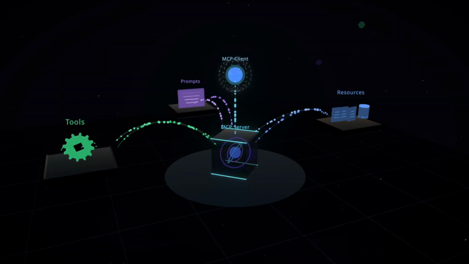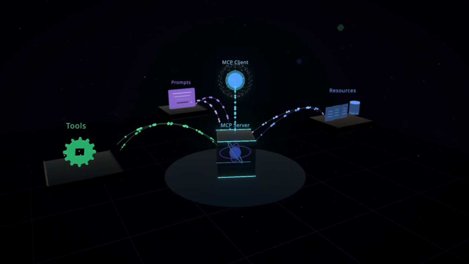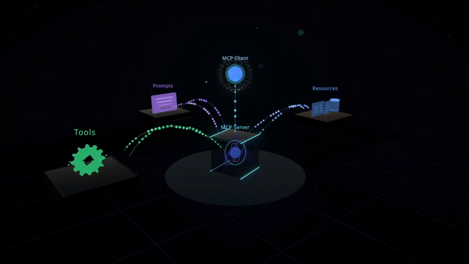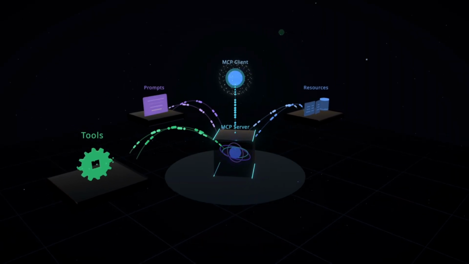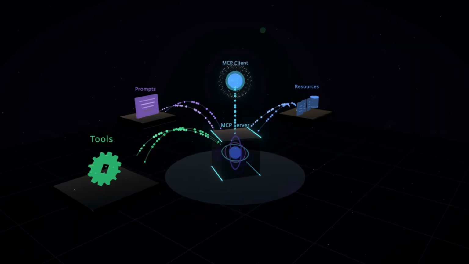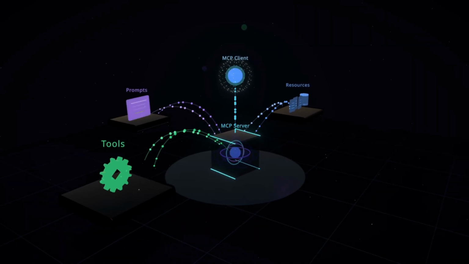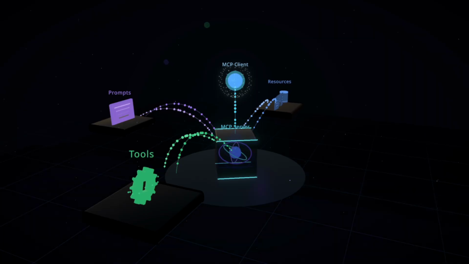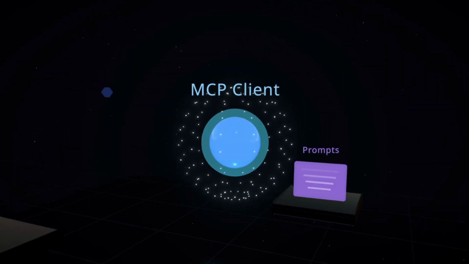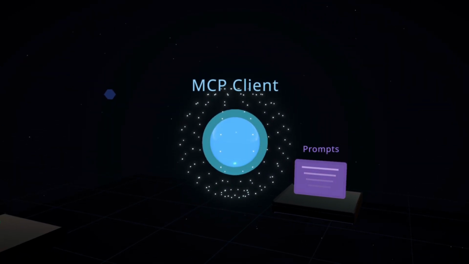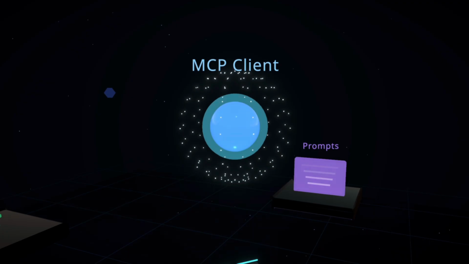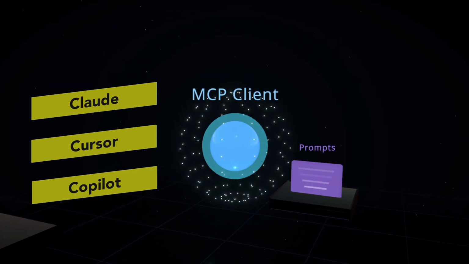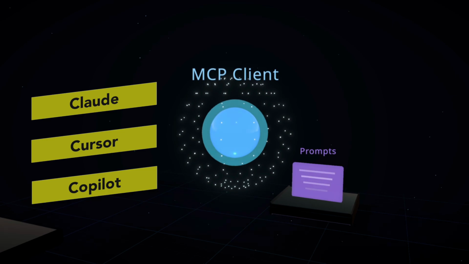So let's see. You can see our MCP universe, right? In our MCP universe there are lots of things. You can see an MCP client, you can see an MCP server, and you can see basically three platforms which have tools, prompts and resources. So what is an MCP client? An MCP client is nothing but an application that you are using, let's say Claude, Cursor or GitHub Copilot. All the AI applications are called MCP clients.